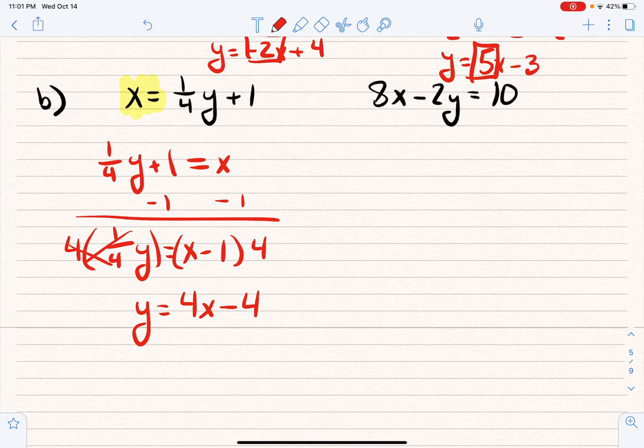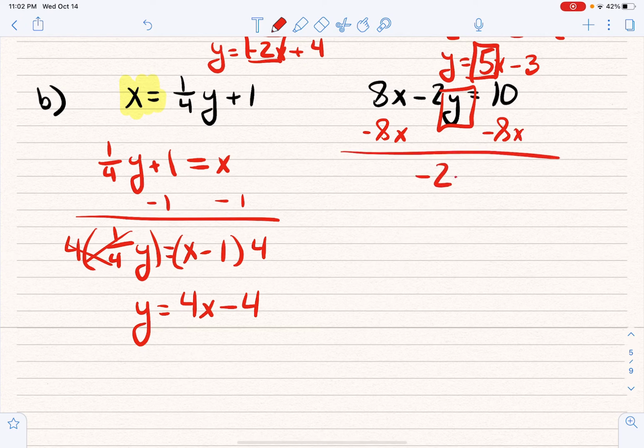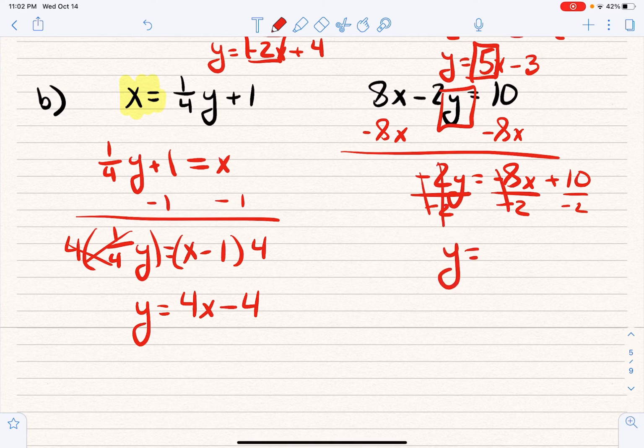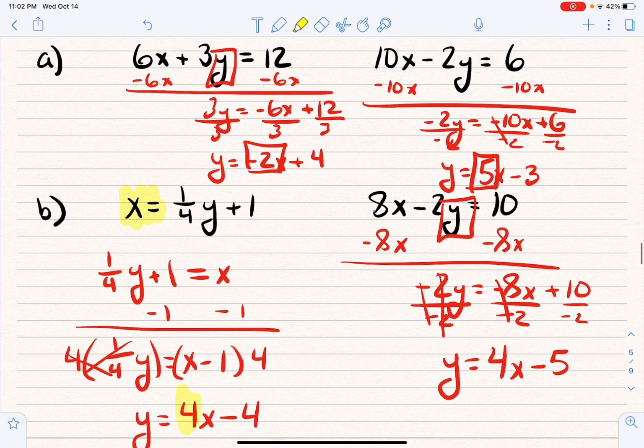Over here, again, I got to get that y all by itself. So I subtract 8x from both sides. That gives me negative 2y is equal to negative 8x plus 10. Divide everything by negative 2. Negatives cancel out, 2's cancel out. I get y is equal to, the negatives cancel out, 8 over 2 is 4x, and 10 divided by negative 2 would be negative 5. So the slope of this first one is 4. The slope of the second one is 4.